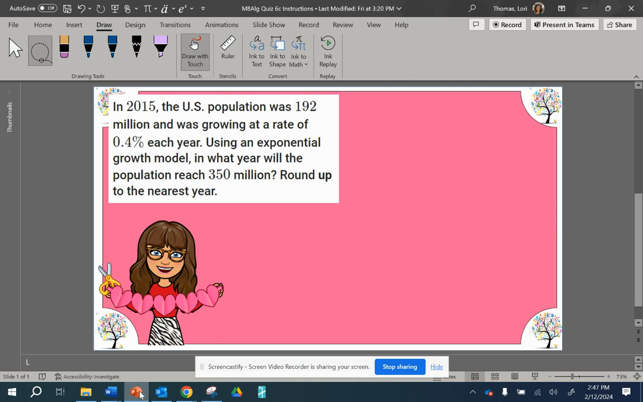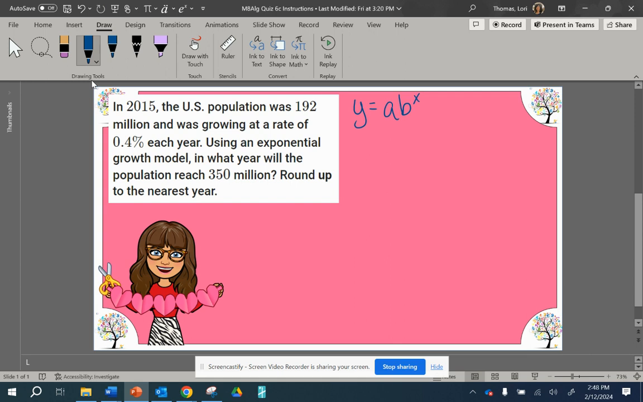Okay, let's go through this example and just know that logarithms are inverses of exponents, because in this situation we're going to be looking for the exponent. So we're going to be solving for that exponent. It says in 2015, the US population was 192 million and was growing at a rate of 0.4% each year. We're going to write an exponential growth model to see what year the population is going to reach 350 million. So we're going to have y equals ab to the x.